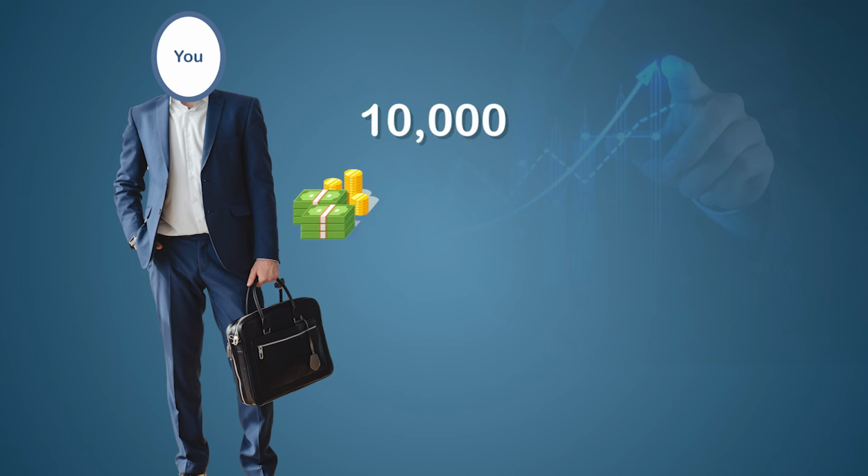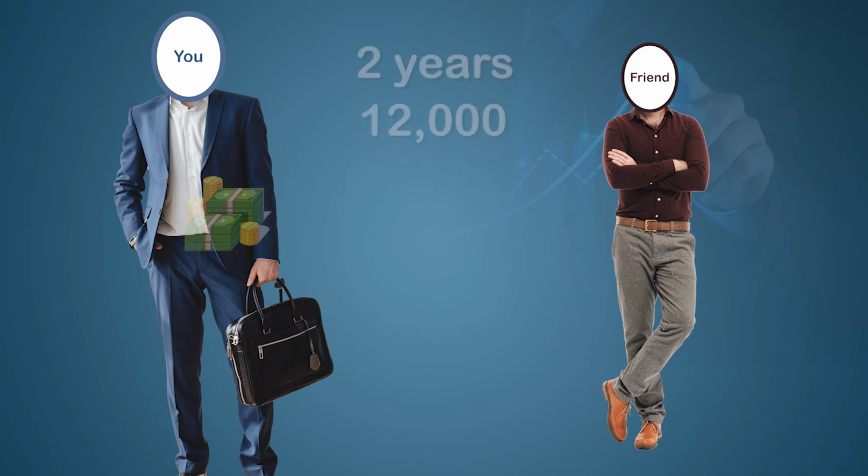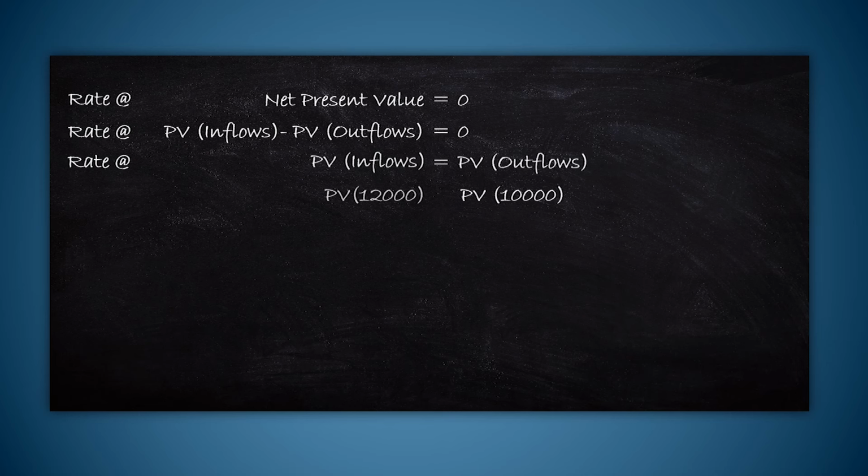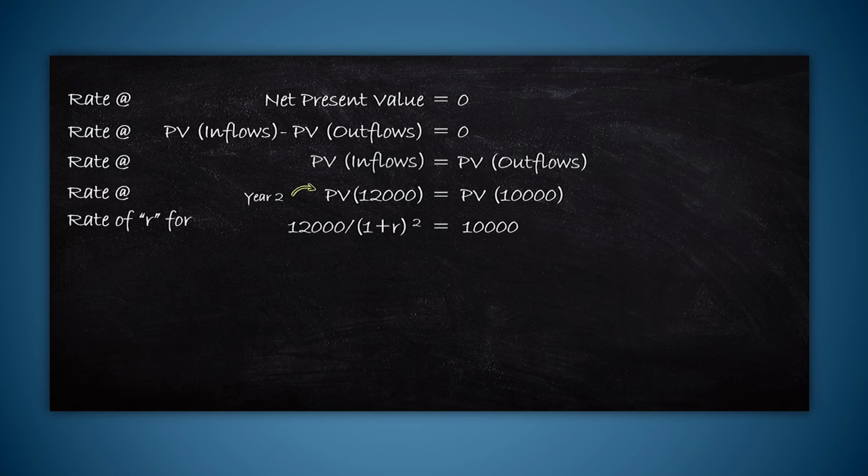Assume you are giving a loan of 10,000 to your friend today, and you will be getting back 12,000 after 2 years, and you want to find out what the IRR is. Your outflow is 10,000 and your inflow is 12,000 after 2 years. Present value of 10,000 is 10,000 itself because the money is given out today. But 12,000 will be received after 2 years. To get the present value, you will have to divide it by 1 plus r to the power 2. To find IRR, we will have to solve the equation for r.